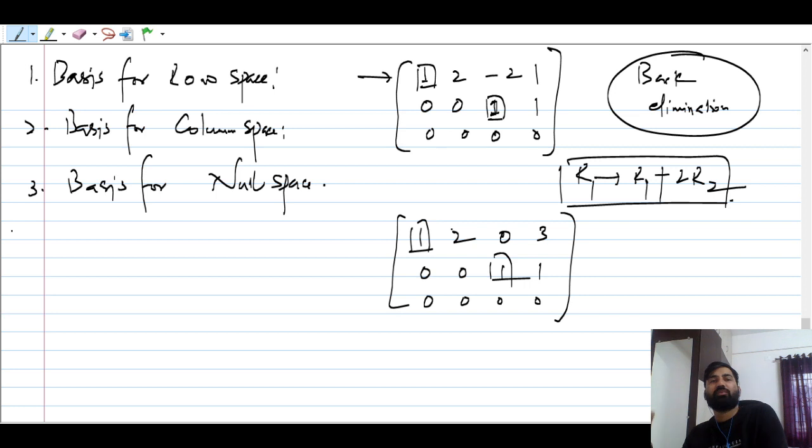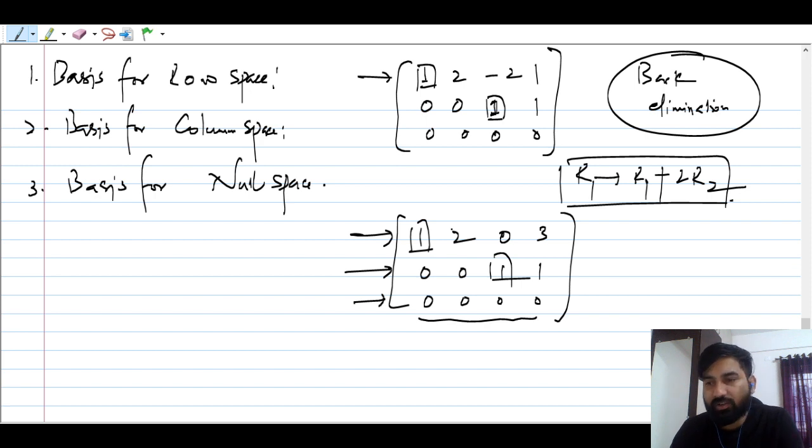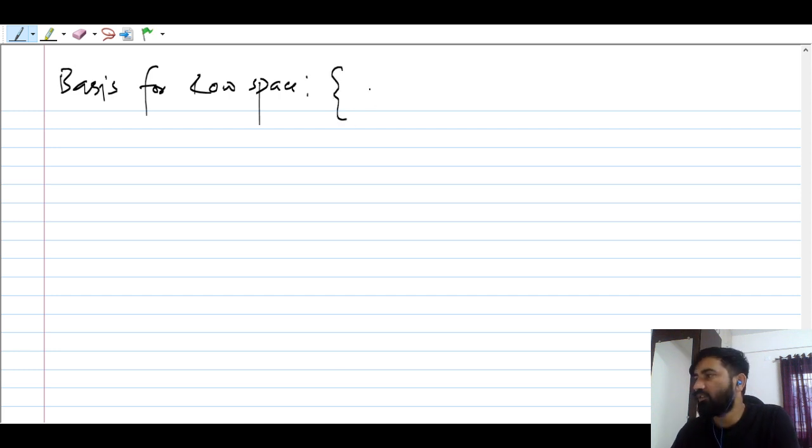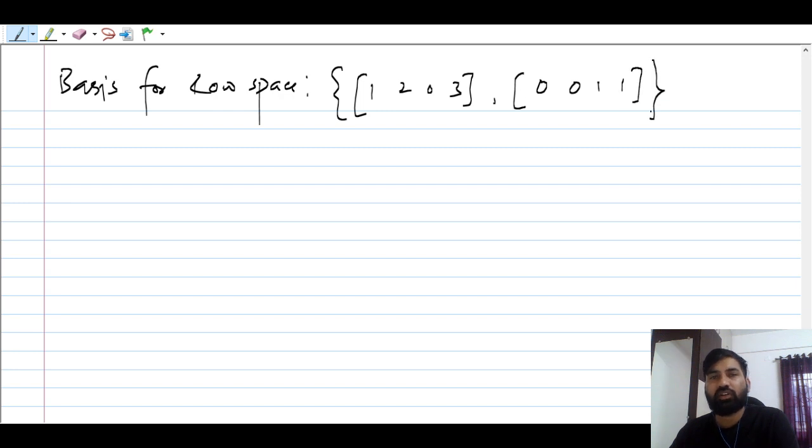So let me write now the basis for row space and basis for column space. The pivots are present in this row, and this row is completely zero, right? So this row is not a linearly independent row. So we can say that the basis for row space is going to be the set of 1 2 0 3, the vector corresponding to that row which is linearly independent, and one more you can write here, 0 0 1 1. So this is a basis for row space. Understood?